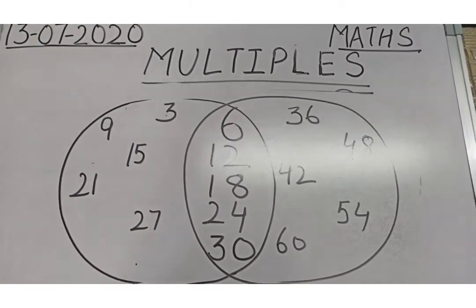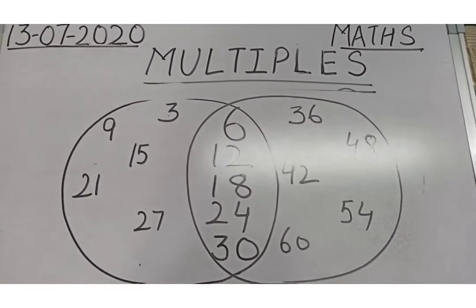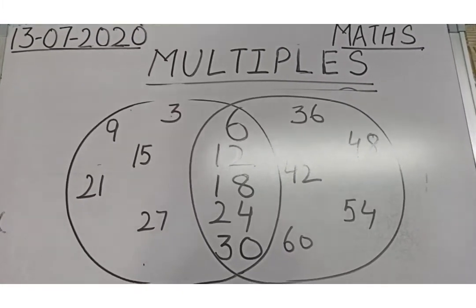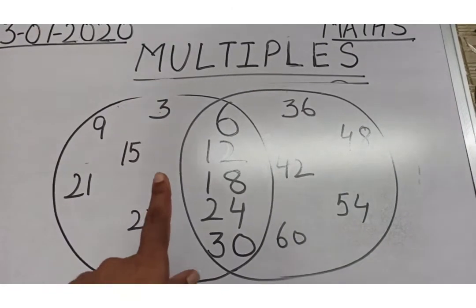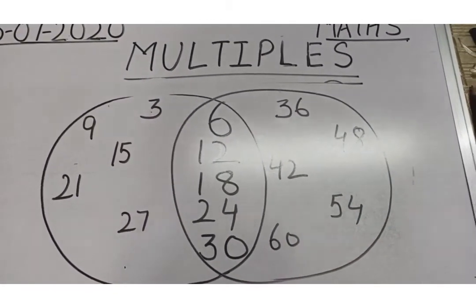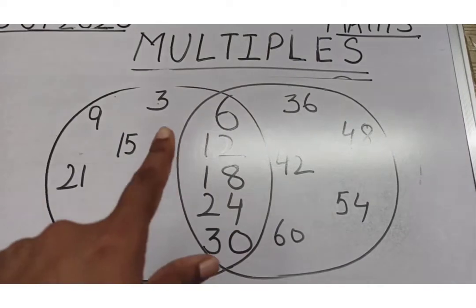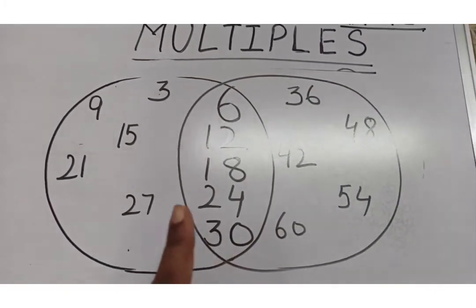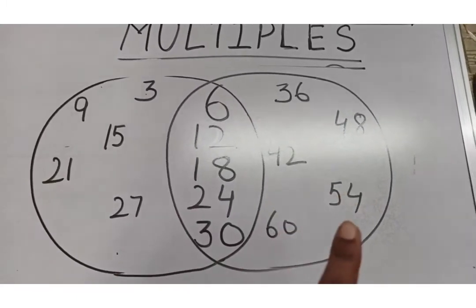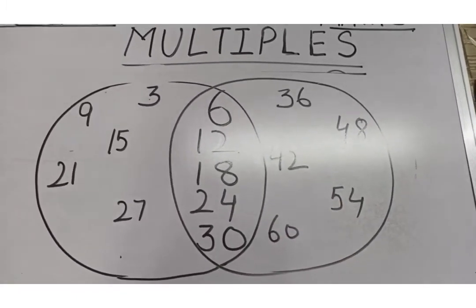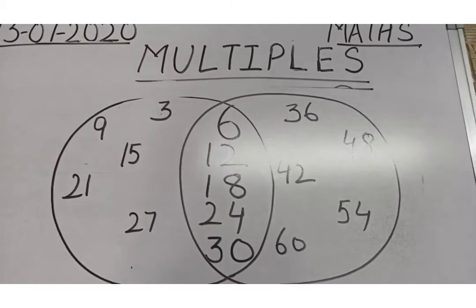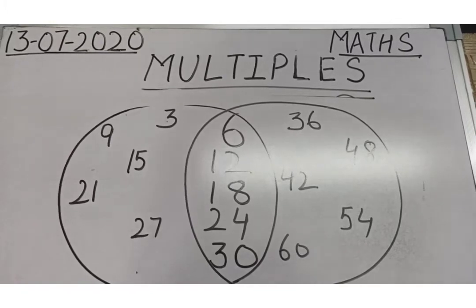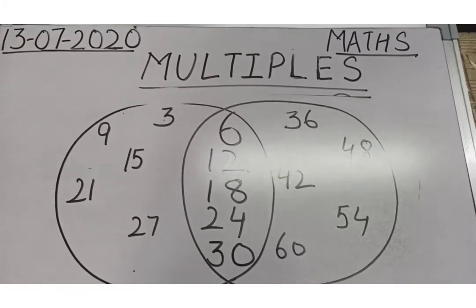And now see this picture. What I have done is, instead of making the flower, I have written the table of 3 on the left side and the table of 6 on the right side. In the center, the numbers which you can see are the numbers which come in the table of 3 as well as the table of 6. So, we are writing the common multiples for the number 3 and the number 6.